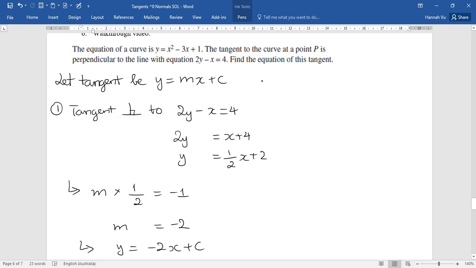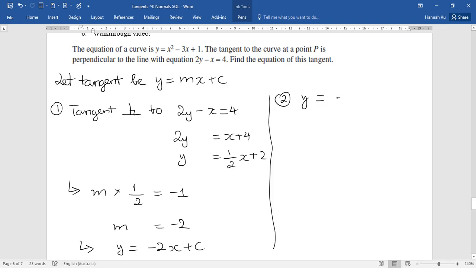In order to find c, I think this is now very easy. Hopefully you remember the previous few questions that we have done. We need to start with the gradient of the tangent to work out the point where the tangent touches the curve, and the y coordinate of that point, so we can sub it back to find c.